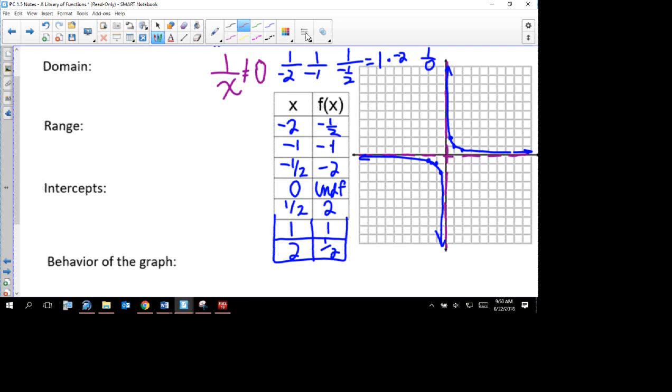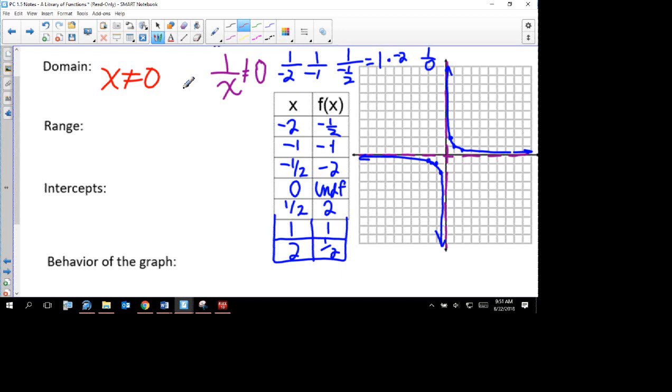Well, I know the other notation. It would be negative infinity, 0, union, 0, infinity. Yes. Do you know what that notation is? So in set notation, it is just x does not equal 0. That's all. It's basically saying x can be every single number except 0.